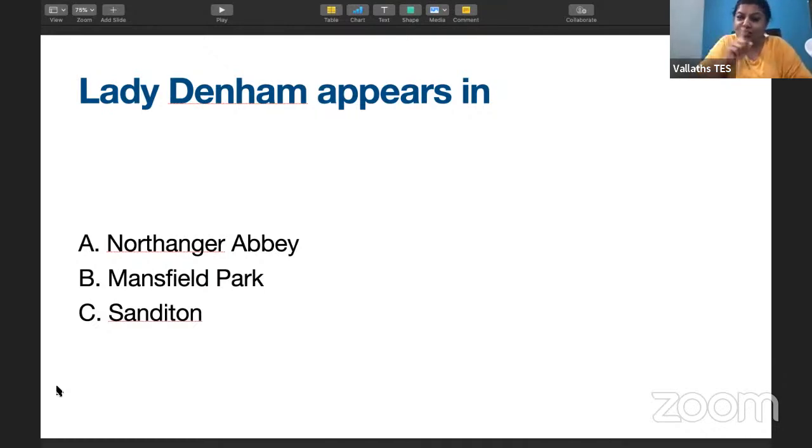Yes, there is no Lady Denham in Northanger Abbey. There is no Lady Denham in Mansfield Park. There is Lady Denham in Sanditon. Lady Denham is in Sanditon.